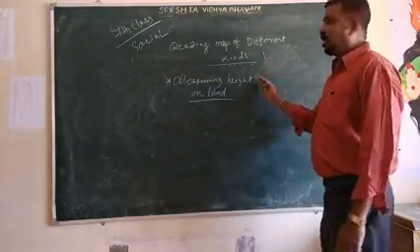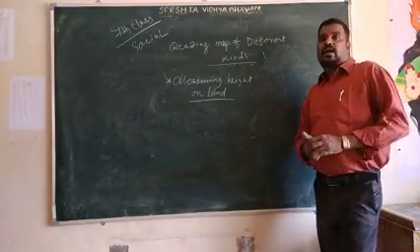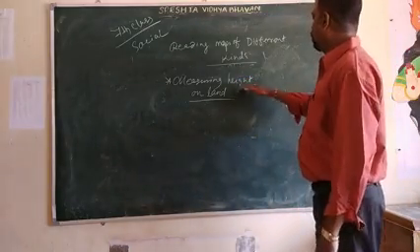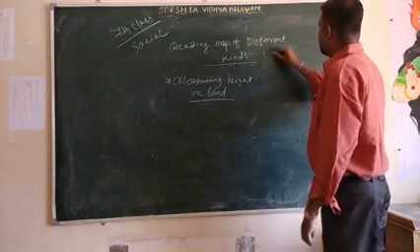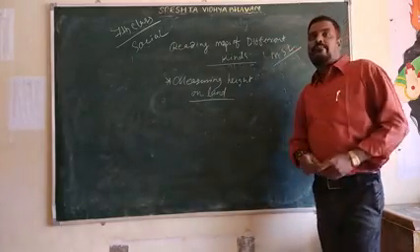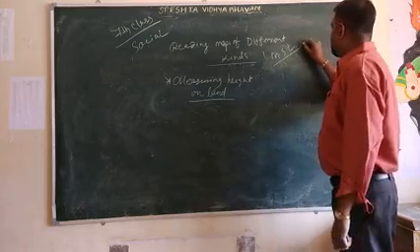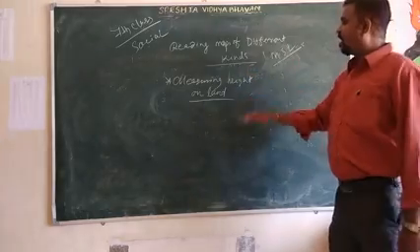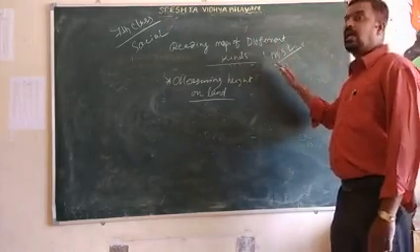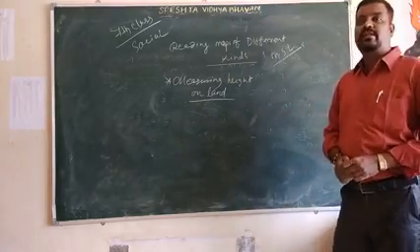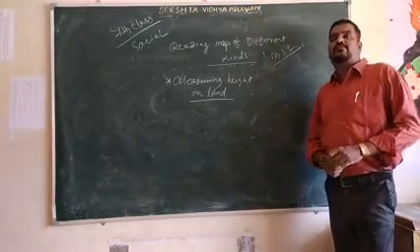So all heights on the land are calculated from the sea level. The heights are calculated from the sea level, that is called MSL. MSL is nothing but the mean sea level. So all the heights are calculated from the MSL.